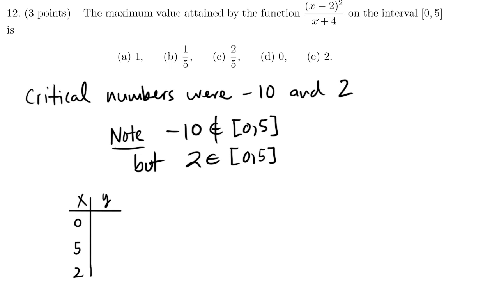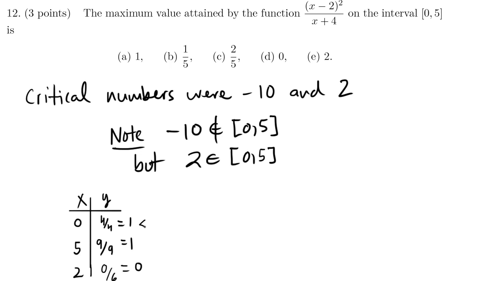Let's put in 0 into our function. 0 minus 2 is negative 2. Negative 2 squared is 4. And the bottom is 0 plus 4, which is 4. So 4 over 4, which is 1. When I put 5 in there, 5 minus 2 is 3. 3 squared is 9. 5 plus 4 is 9, so we get 1 again. How about 2? When I put 2 in there, 2 minus 2 is 0. So I get 0 over 6, which is just 0.